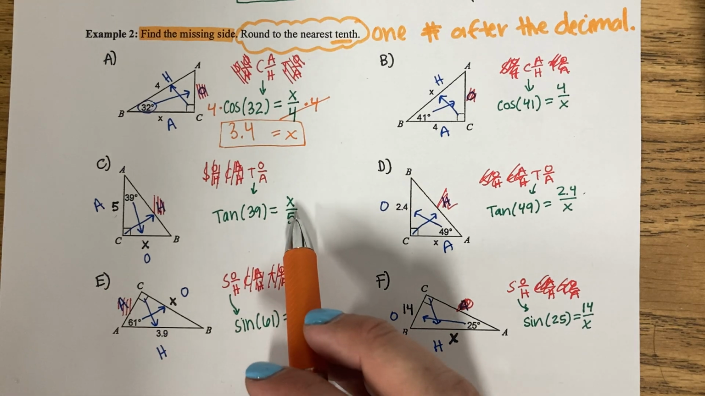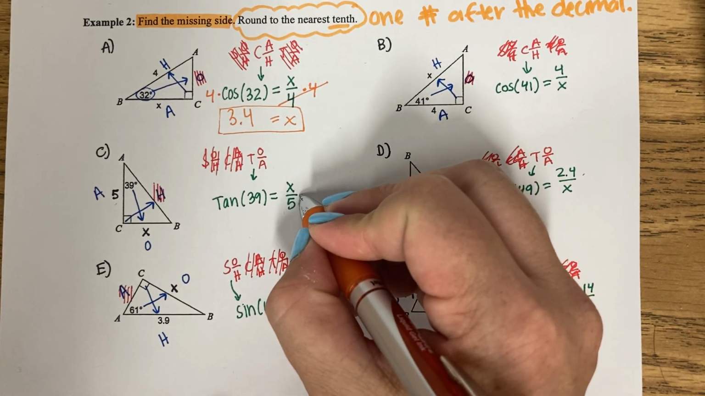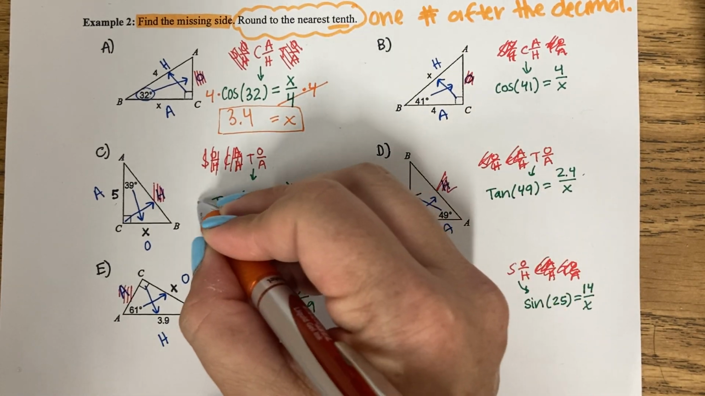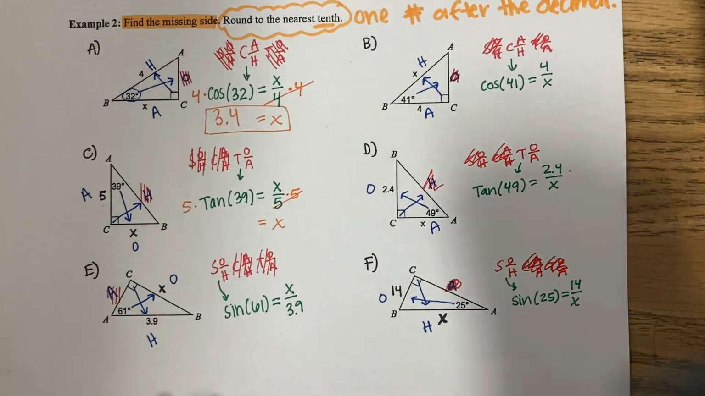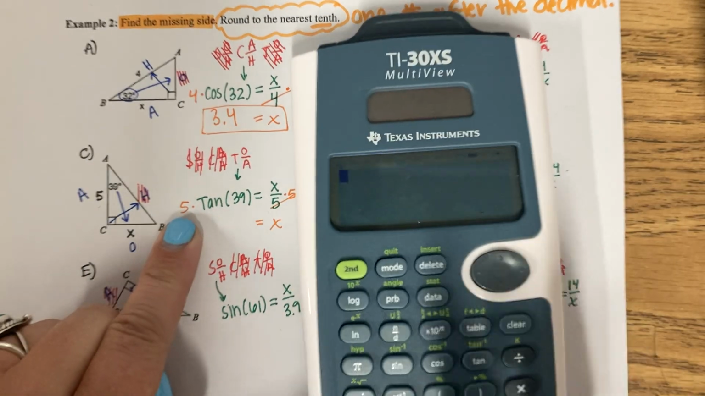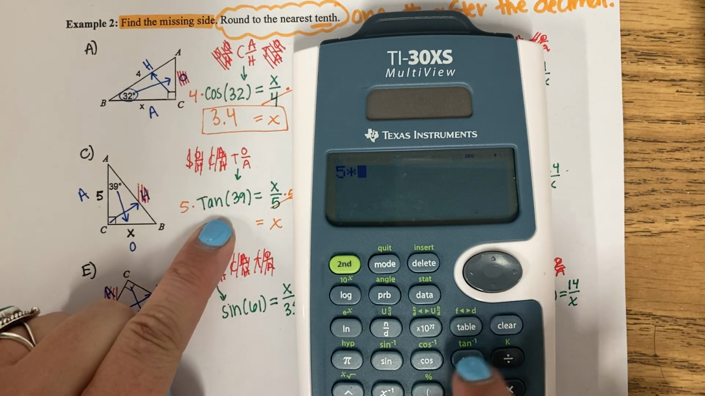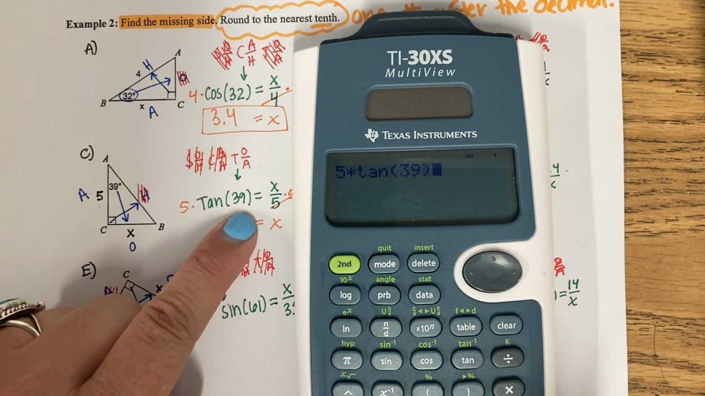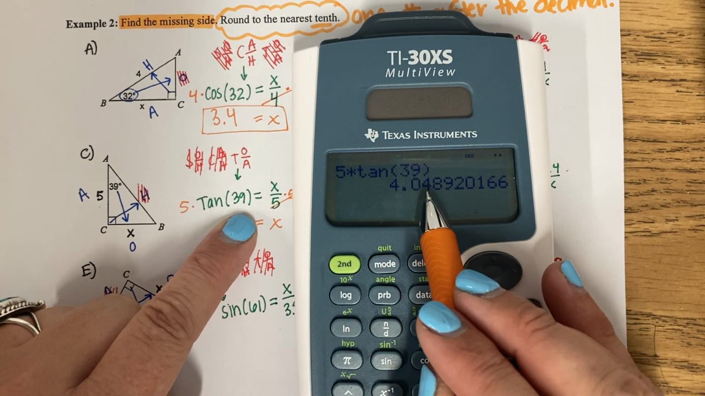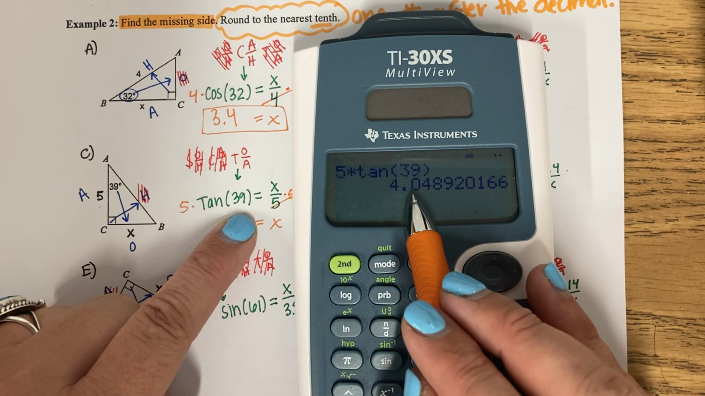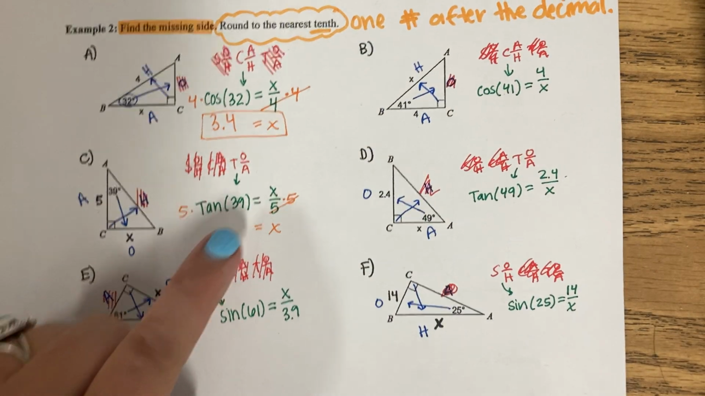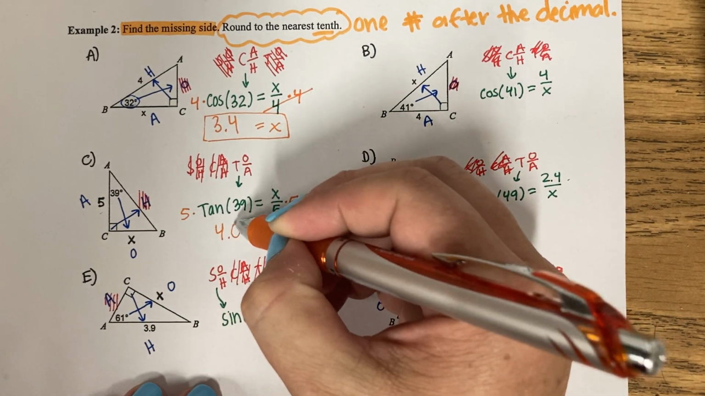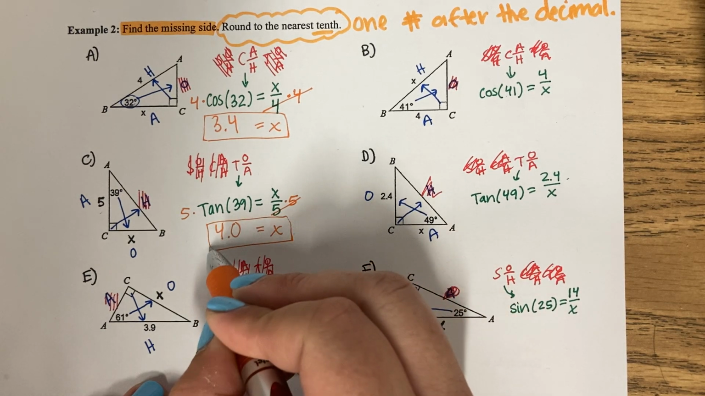So if I go to C, look, I have 5 on the denominator. I'm going to times by 5. That leaves x by itself. 5 times tangent of 39 is 4.04. The 4 is too small to round the 0 up, so I'm just going to put 4.0 for my x.